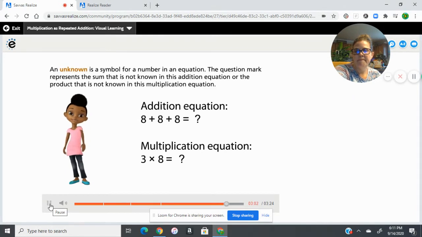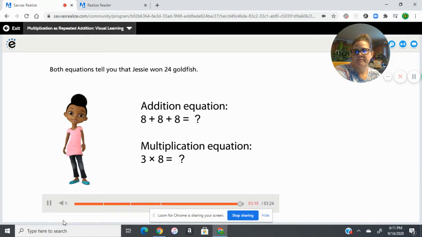An unknown is a symbol for a number in an equation. The question mark represents the sum that is not known in this addition equation, or the product that is not known in this multiplication equation. Both equations tell you that Jessie won 24 goldfish.